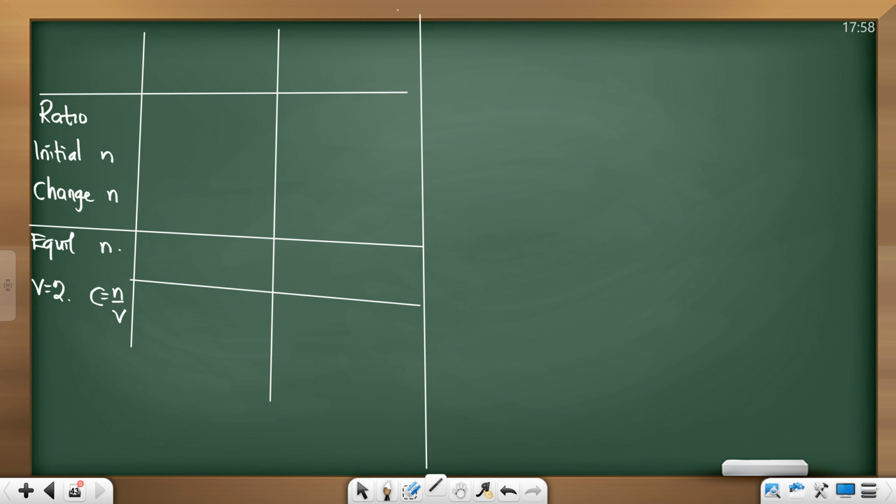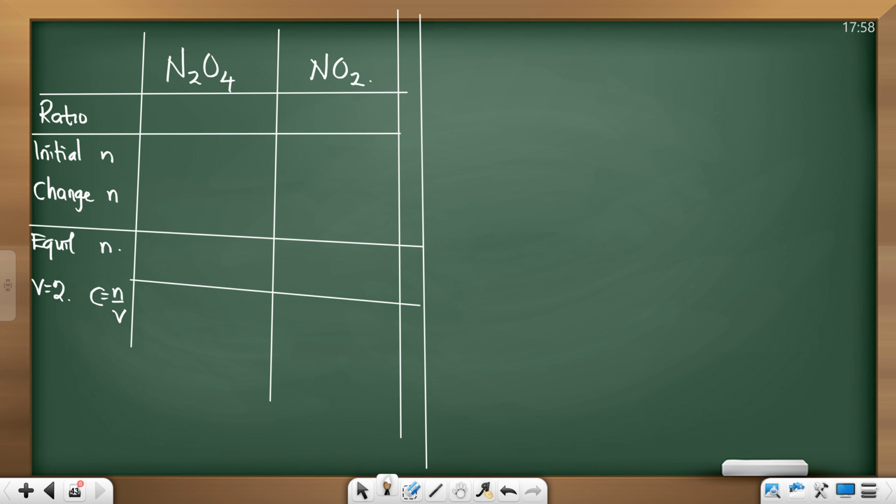We're going to fill this very fast. Please don't lose me. What do I have? I have dinitrogen tetraoxide and nitrogen dioxide. Do you remember the ratio? It was 1:2. Do you remember the story of the question? Initially, X moles of that was placed. That's all we have. Do we have NO2? No.